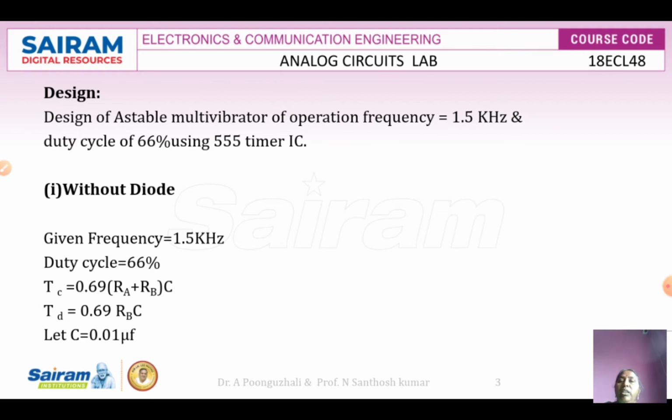When I do not connect a diode across the resistors, we get the duty cycle to be 66%. So here we are going to see the design without diode. The given frequency is 1.5 kHz and the duty cycle is 66%. During the charging time of the capacitor, it involves two resistors RA and RB. So the charging time is 0.69 into (RA plus RB) into C. During the discharge time, only one resistance is involved, that is RB. So TD is equal to 0.69 into RB into C.